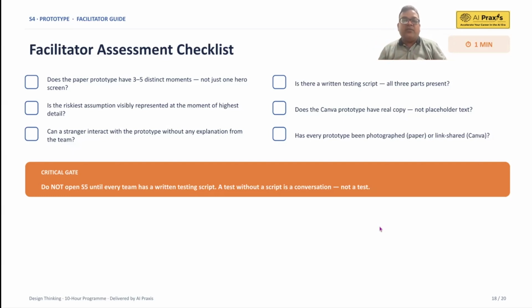Does your digital prototype contain real copy, not placeholder text? And finally, have you saved or photographed your prototype so it's ready for testing? If the answer to any of these is no, spend a few more minutes fixing it now. One final rule, and it's a critical one: do not begin testing until every team has written a testing script.